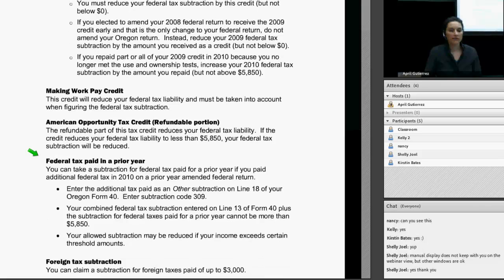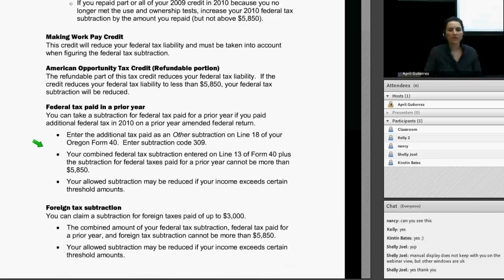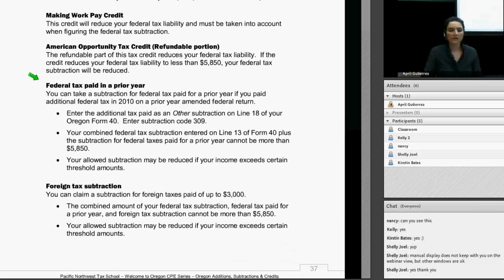This credit will reduce your federal tax liability and must be taken into account when figuring the federal tax subtraction. The American Opportunity Credit, refundable portion. The refundable part of this tax credit reduces your federal tax liability. If the credit reduces your federal tax liability to less than $5,850, your federal tax subtraction will be reduced.